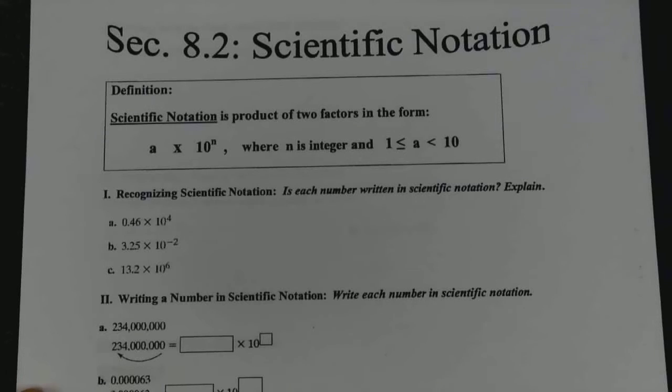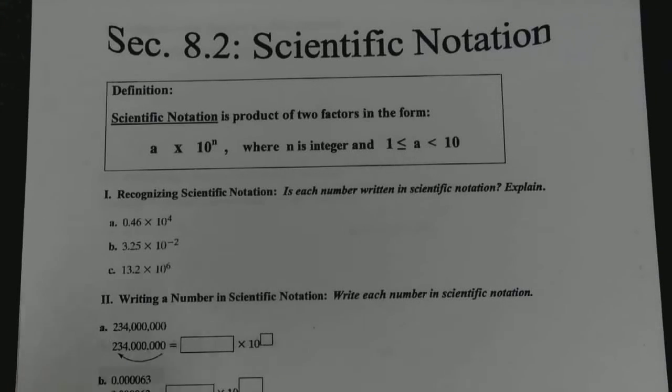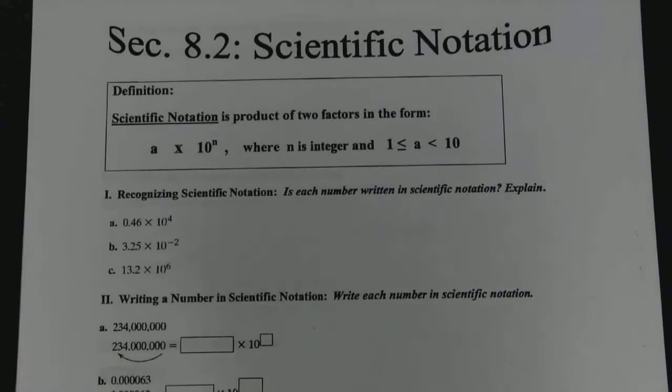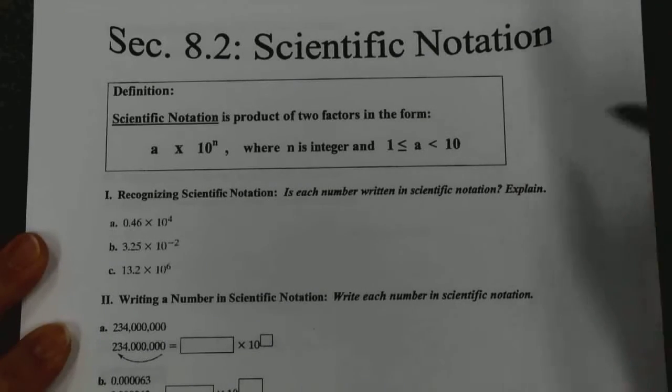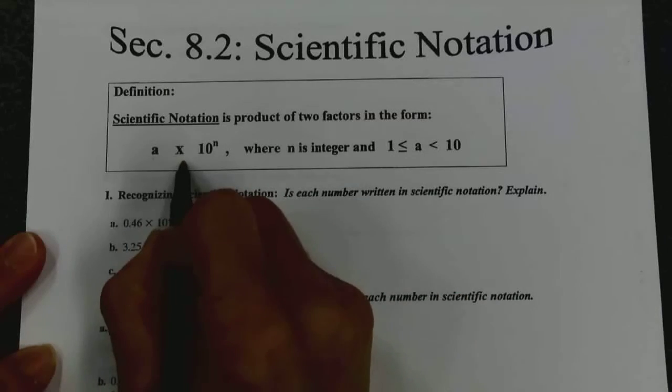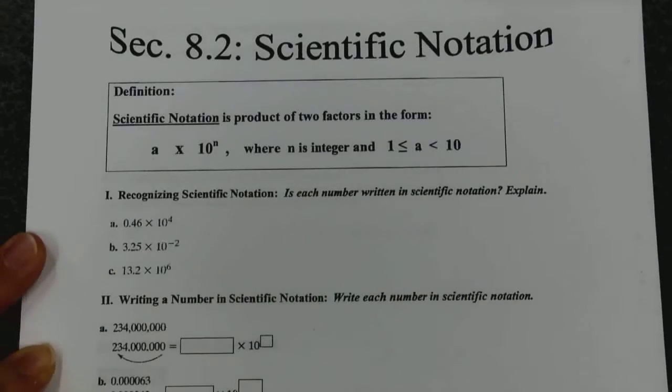Point two is scientific notation. I'm sure a lot of you already know what scientific notation is, but here's a quick review of how to use scientific notation and when to use it. There is a condition for a number to be in scientific notation. A lot of you know that it is a times 10 to the nth power.